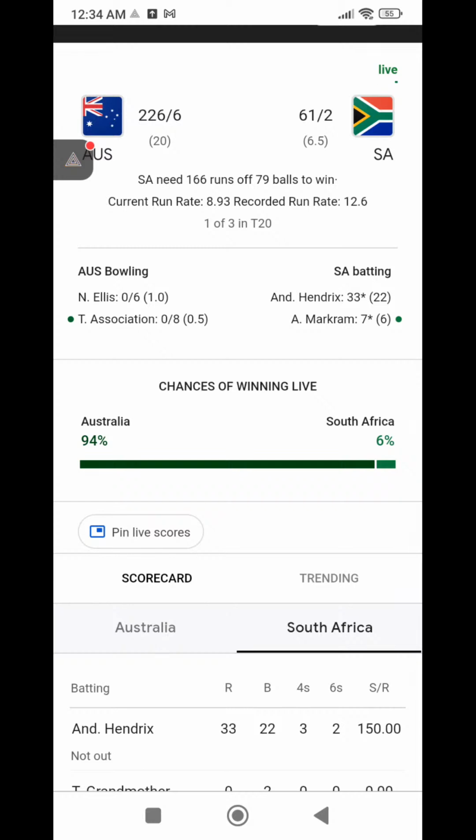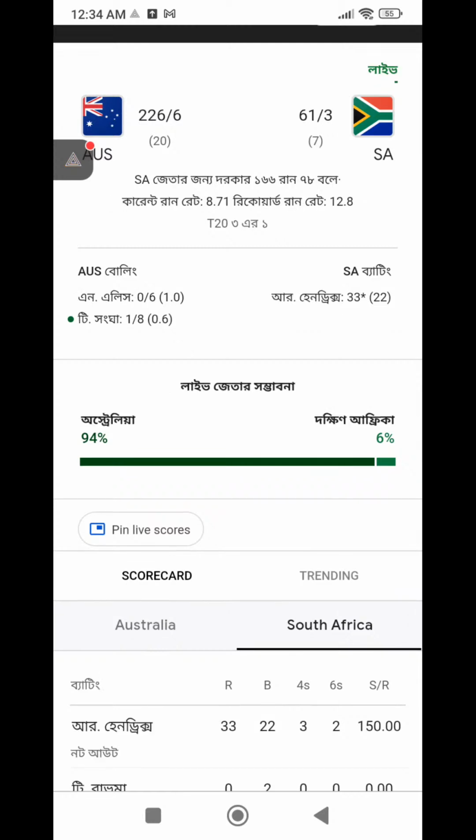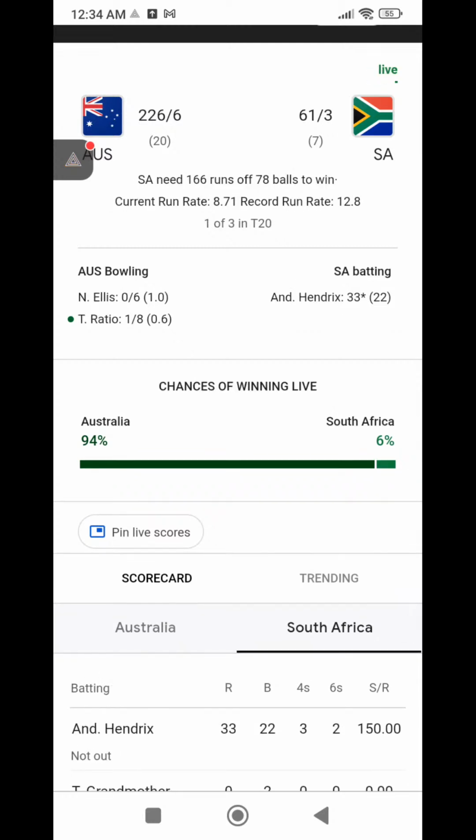61 for the loss of 2 wickets in 6.5 overs. 226 for the loss of 6 wickets in the stipulated 20 overs, Australia. In reply, South Africa 61 for the loss of 3 wickets in 7 overs.